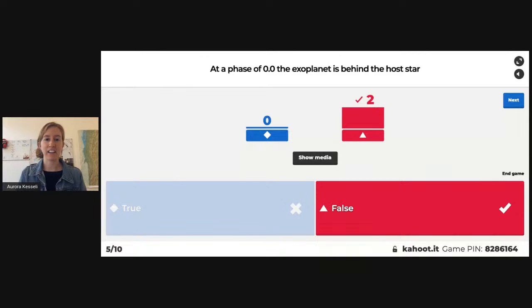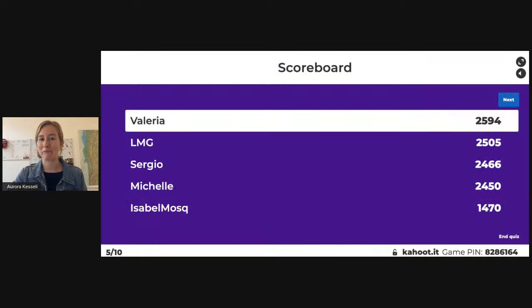Yeah, so at phase 0, the exoplanet is in front of the host star. This is when the planet is transiting, at phase 0. So good job for those of you who got the answer in on time. And again, I'm sorry. Okay, hopefully I didn't do that on any more.